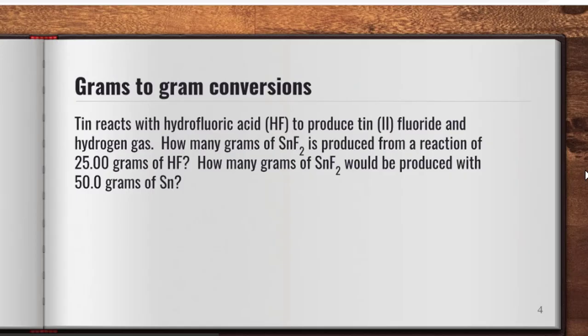So tin reacts with hydrofluoric acid to produce tin 2-fluoride and hydrogen gas. How many grams of SnF2 is produced from a reaction of 25 grams of HF? How many grams of SnF2 would be produced with 50 grams of Sn? Well, let's take a look here and see what we need to do. So we're given a chemical reaction here, so we're going to have to build that into a reaction. I've also given two questions here. The question is giving us 25 grams of HF, and it wants to know how many grams of SnF2 are produced. And same thing down here at the bottom, except we're starting with 50 grams.